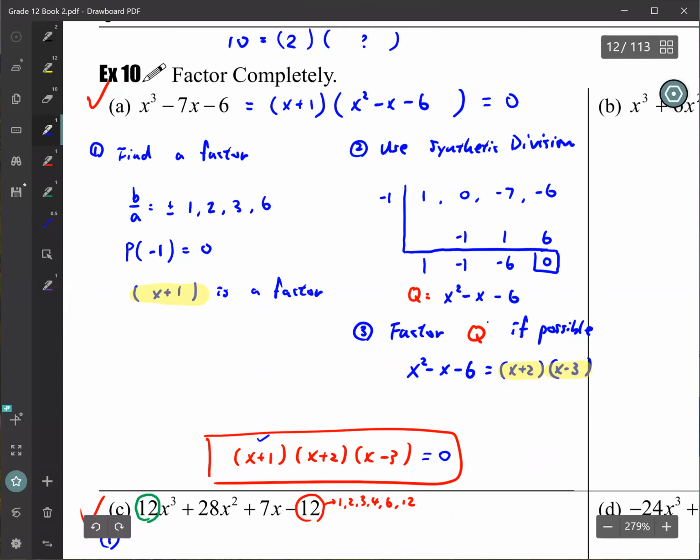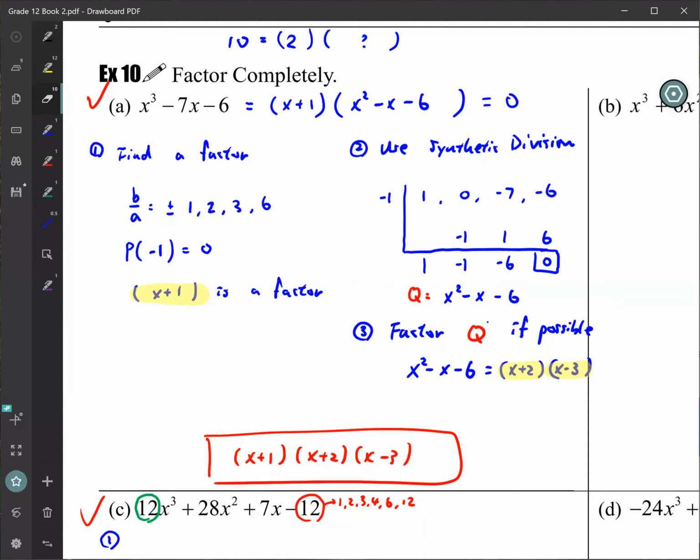x plus 1 equal to 0, so x is -1, right? And then x equal to -2, and then x equals 3, right? So you need to factor it in order to find the answer for the equation. Before, what we just did is only factor, okay? You don't need to solve.